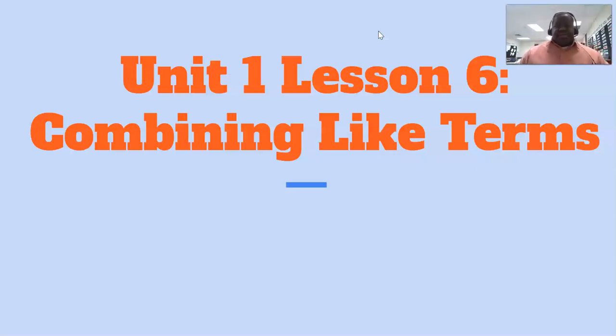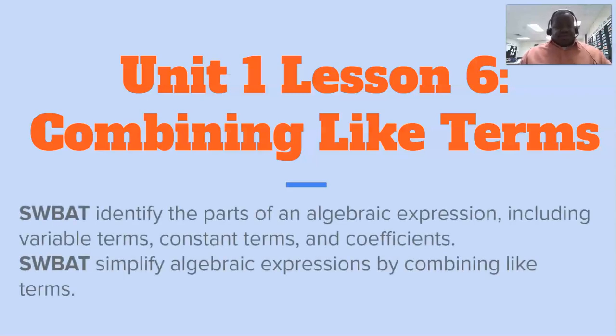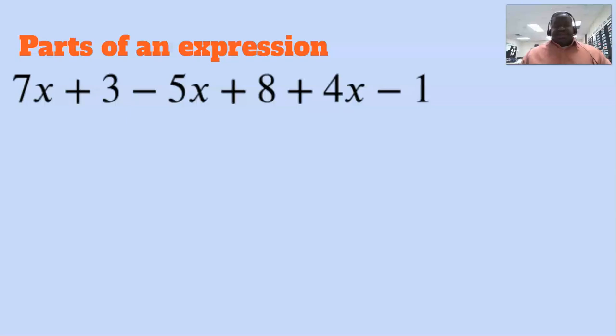This is Mr. Mills again, and today we'll be looking at Unit 1, Lesson 6, Combining Like Terms. We have two lesson objectives for today, so let's look at them before we get started. First of all, students will be able to identify the parts of an algebraic expression, including variable terms, constant terms, and coefficients. The second one, students will be able to simplify algebraic expressions by combining like terms. All right, so let's get started.